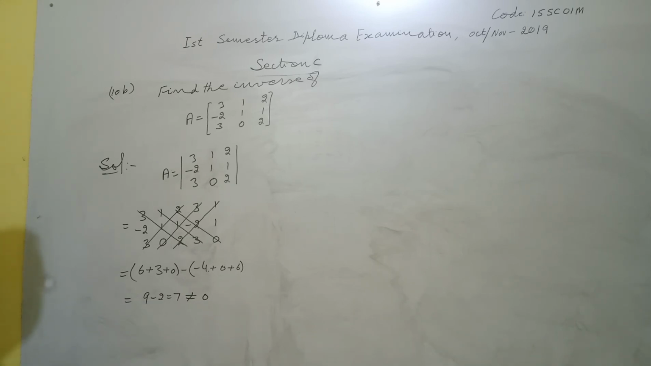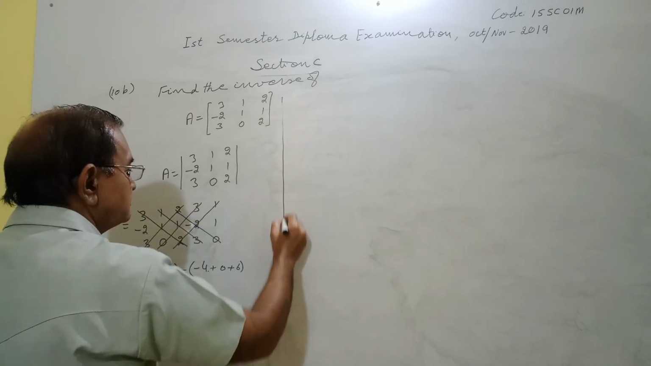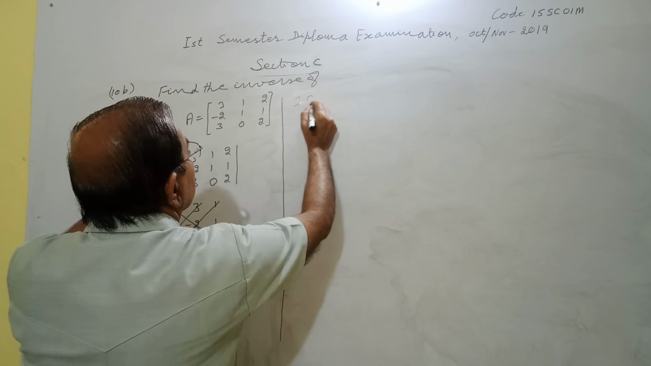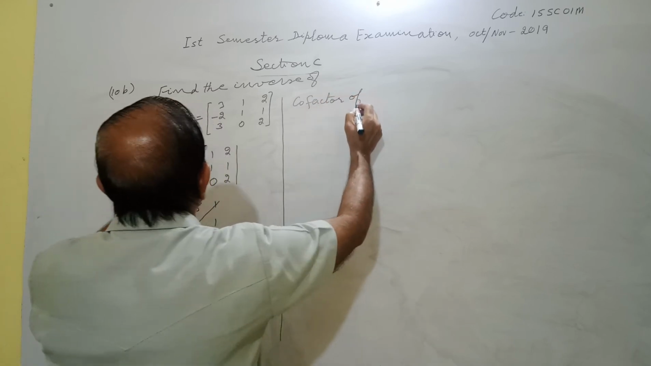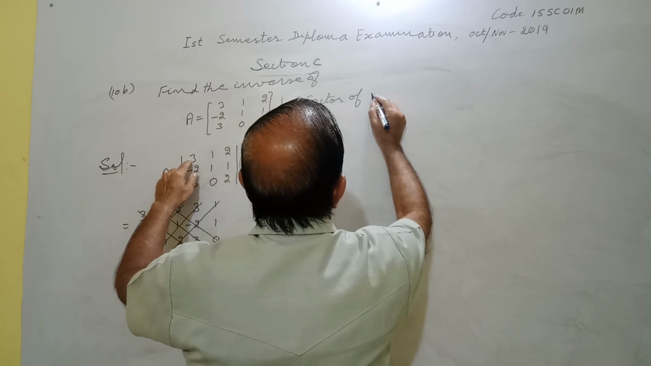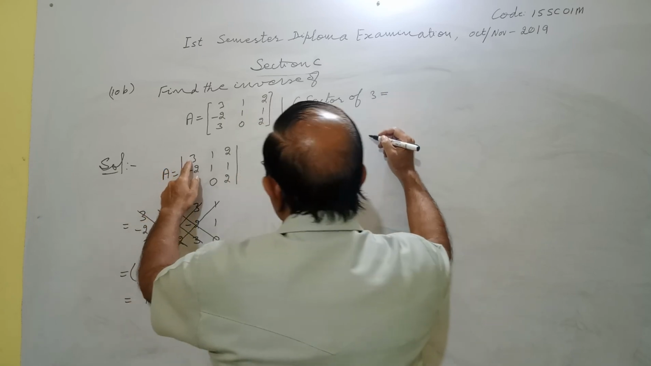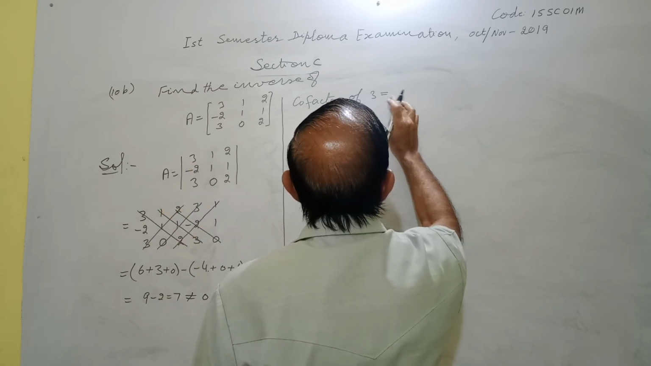Then you have to find the cofactors. See, it is very important how to find the cofactors. You may make a mistake there. Cofactor of our first element 3 equals. See how you will do it. See it carefully, leave a little bit of space.